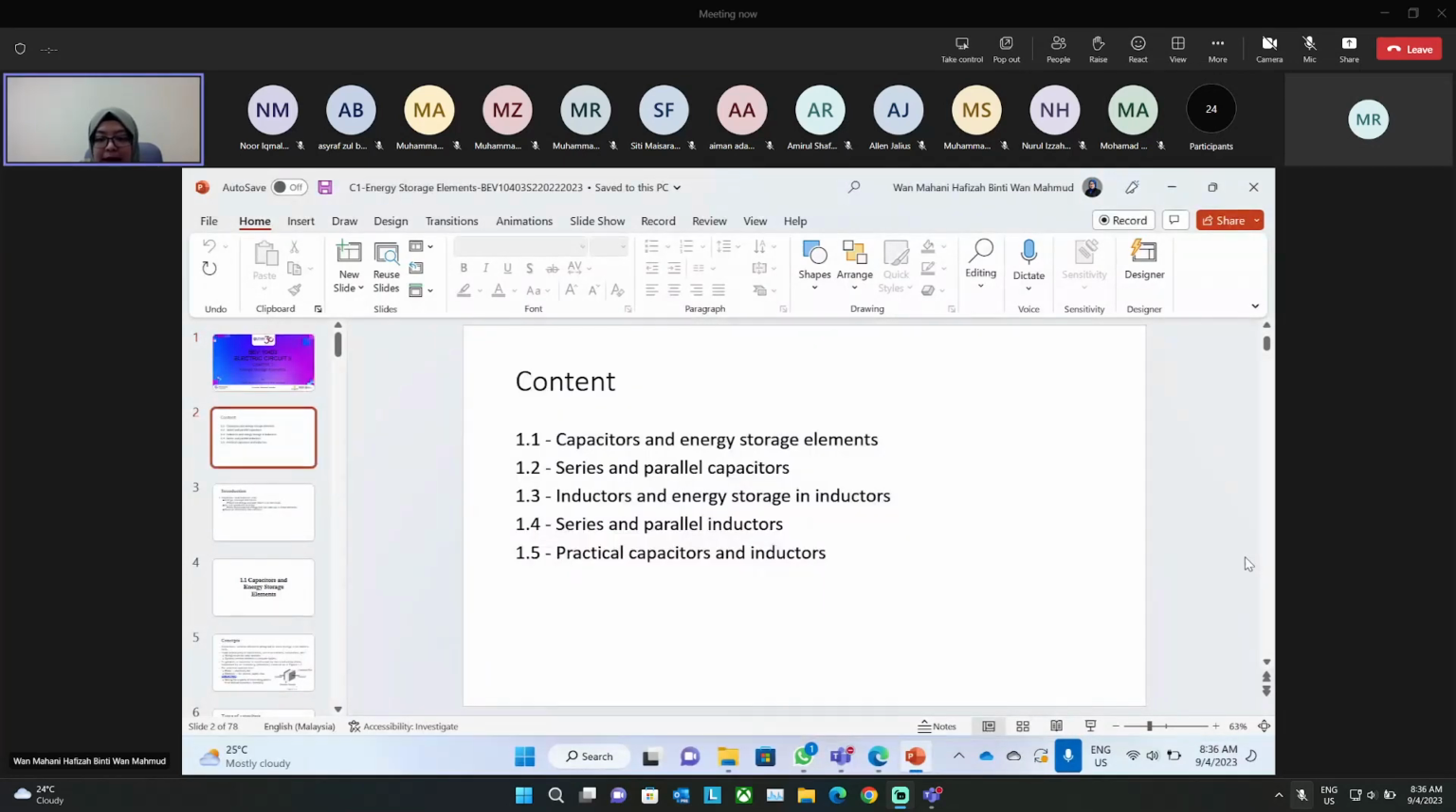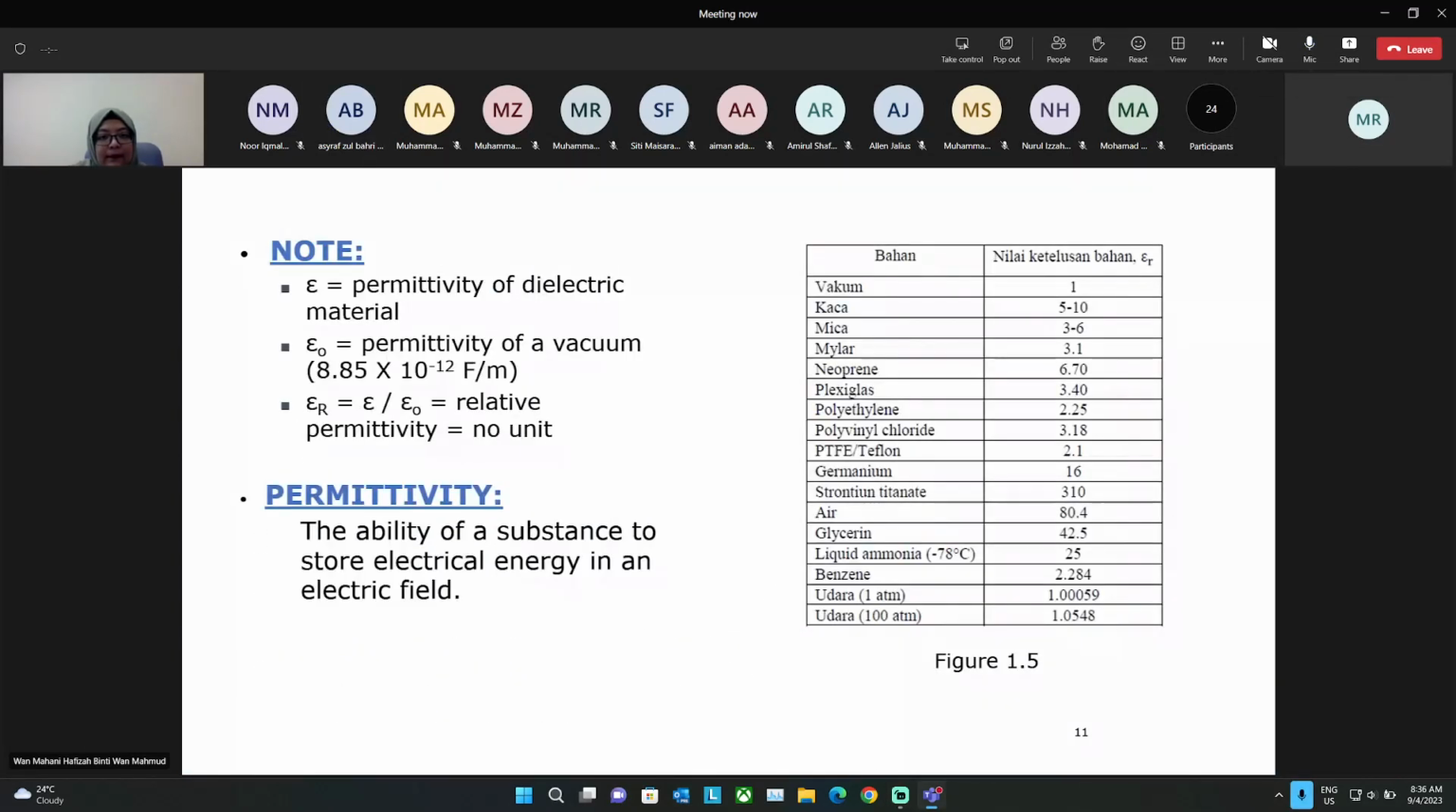Okay, so semua boleh tengok slide saya ni? Nampak. Nampak.